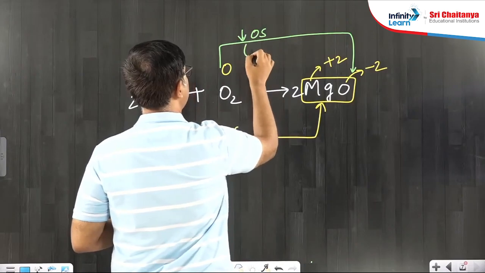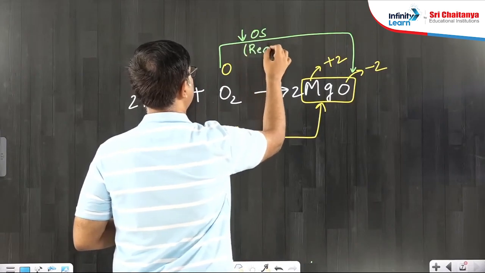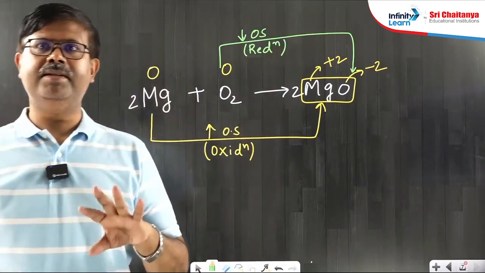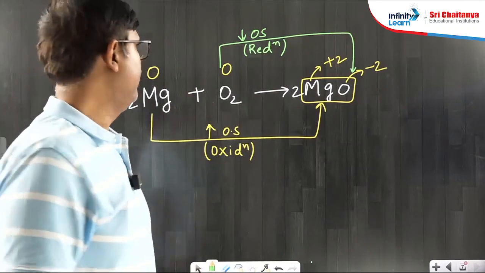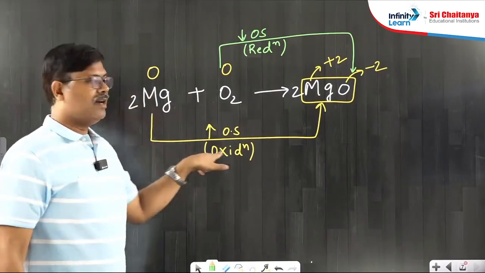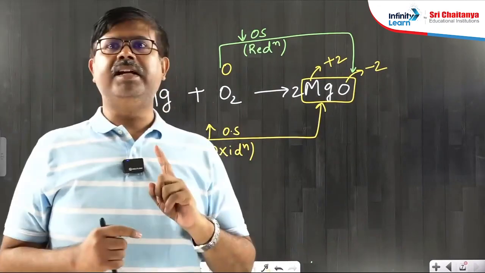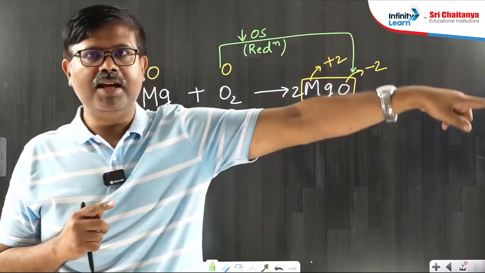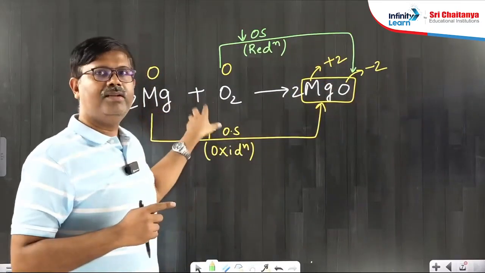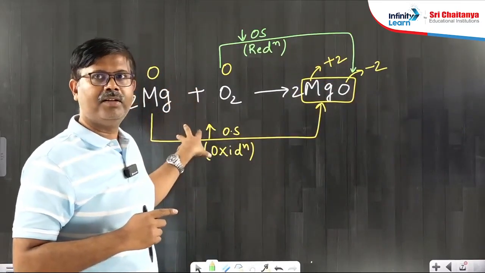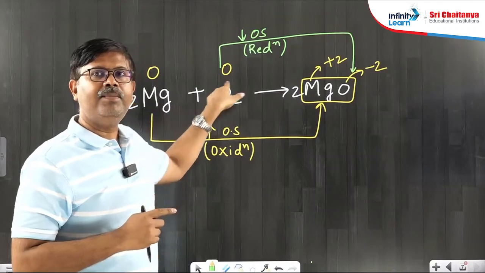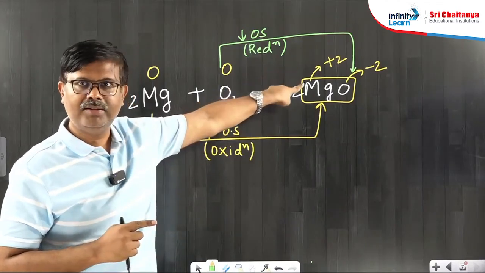Decreasing oxidation state means it is called reduction. Oxygen is undergoing reduction. Now, the one which is undergoing oxidation helps in reducing the other one. Which is undergoing oxidation? Magnesium is undergoing oxidation. In the process, it is helping the other one to undergo reduction.